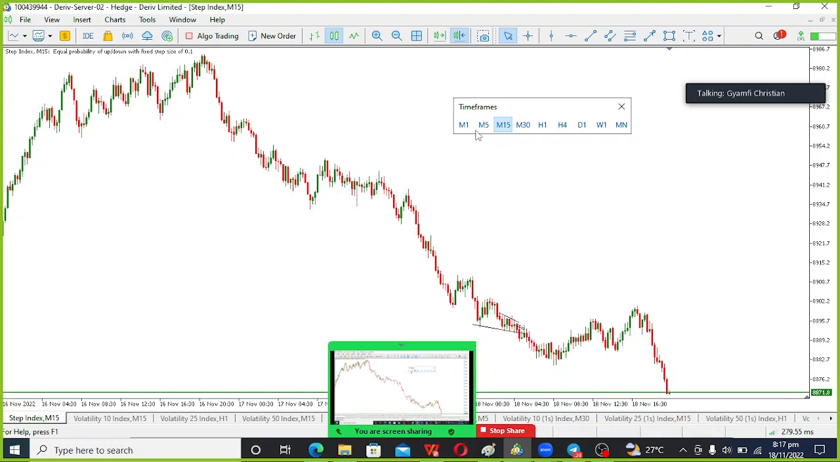These are the time frames I have on my machine right now. I have MN, which is the monthly. I have W1, which is the weekly. I have D1, which is the daily. And then I have H4, H1.